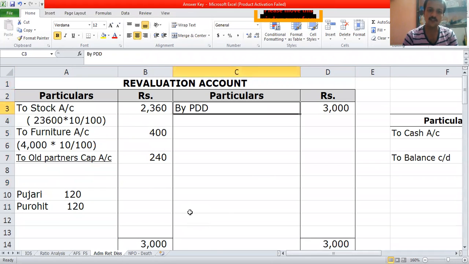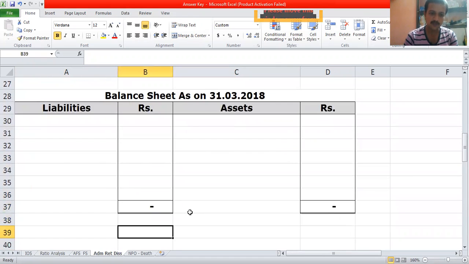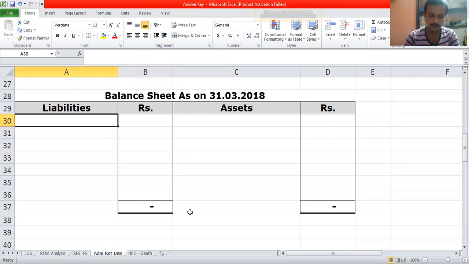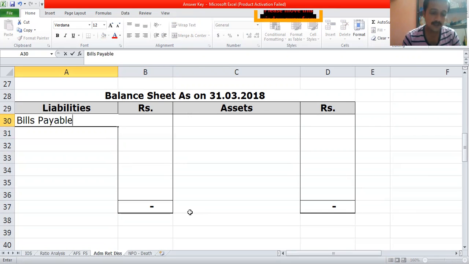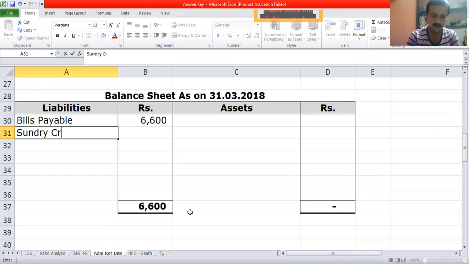So when you come to the balance sheet, you know that it can be prepared either on the basis of permanence or on the basis of liquidity. So we have both options. As the problem starts with liquidity, I will prepare it on the basis of liquidity. So first I write bills payable, because they need to be paid early. So they are the current liabilities. As there is no adjustment, it remains the same, that is 6,600.